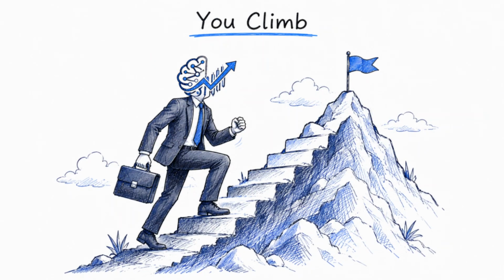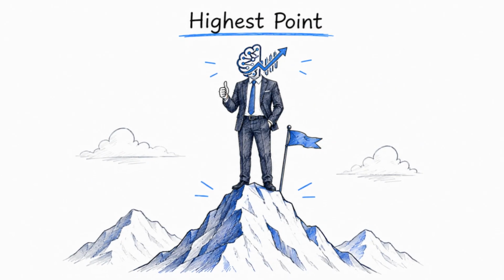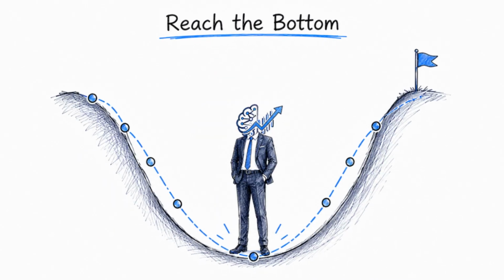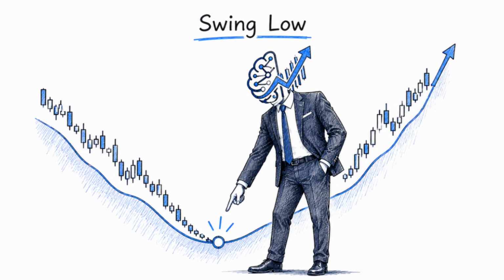Think of it like hiking. Imagine you're hiking up a mountain. You climb, reach the top, take a break, then start walking downhill. That highest point is your swing high. Now imagine you're walking downhill. Eventually you reach the bottom, catch your breath, then start climbing again. That lowest point is your swing low.